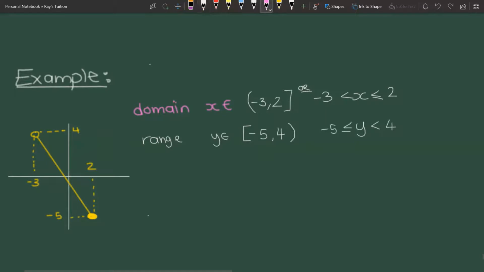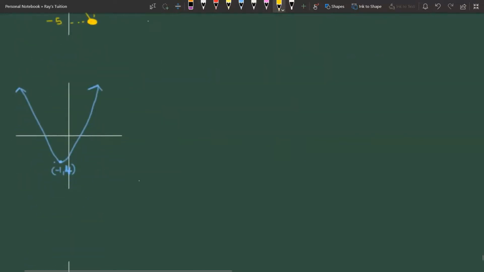Note how the round bracket corresponds with strict inequalities, or the point not being included, and the square bracket corresponds to cases where that point is included. So have a look at this example and make sure that you understand how we get the domain and range. Looking at the next one, we're going to start with the x values, so the domain.